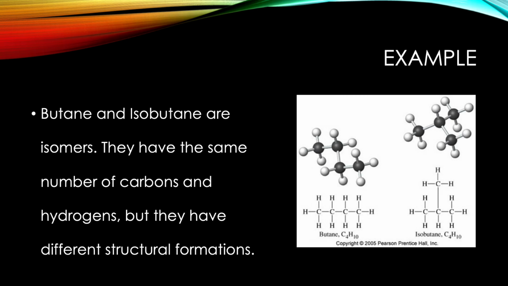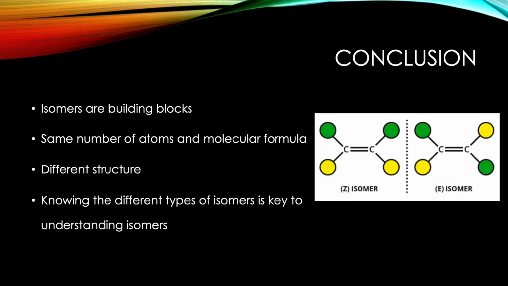same elements. In conclusion, isomers are like building blocks. You can use the same set of blocks to build different structures. This is how isomers work. They have the same number of atoms and the same molecular formula, but they have different structures that can be identified when looking at the three-dimensional structure of the configuration. Knowing the different types of isomers and how they arrange themselves will help to identify these structures and understand the difference in their characteristics.